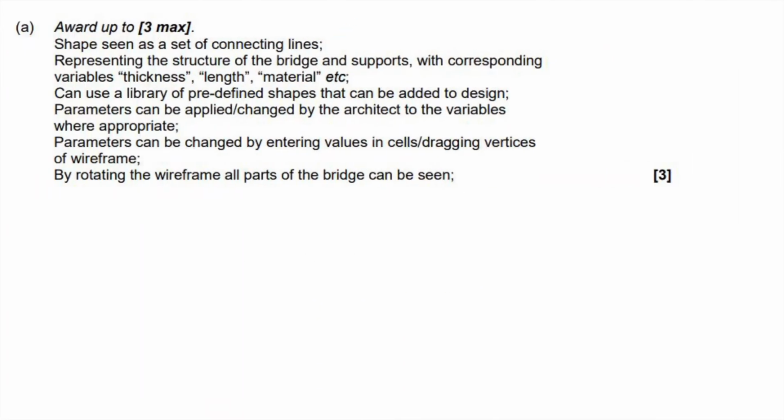The shape can be seen as a set of connecting lines. These represent the structure of the bridge and supports with corresponding variables. So it's more like a feature of using a wireframe model. We can use a library of predefined shapes that can be added to the design. Parameters can be changed to basically better analyze the design and how it would work. Parameters can be changed by entering values in cells or dragging vertices of the wireframe. And we can also rotate the wireframe so that all parts of the bridge can be seen. So they're basically things we already know about wireframe images, but it's still good to see them in a more practical context.